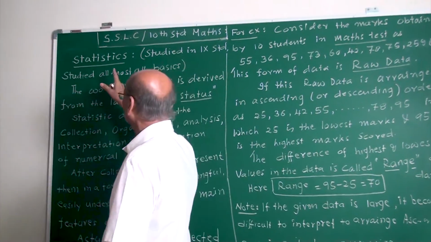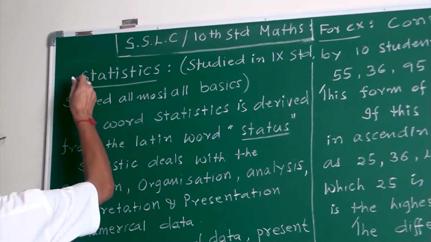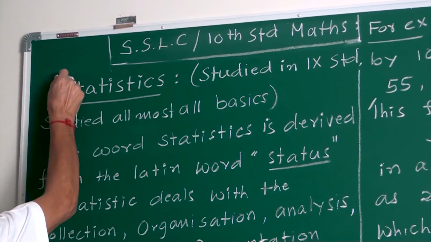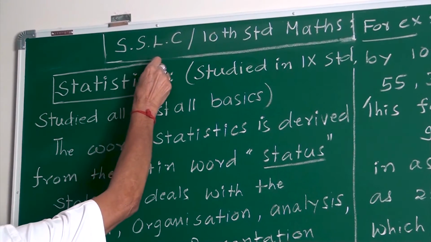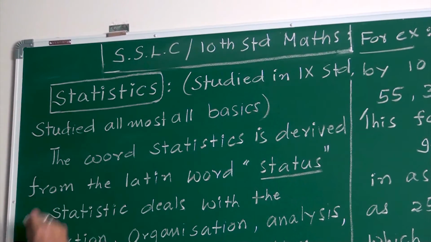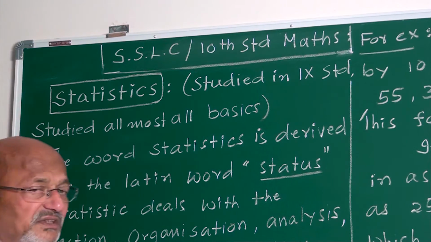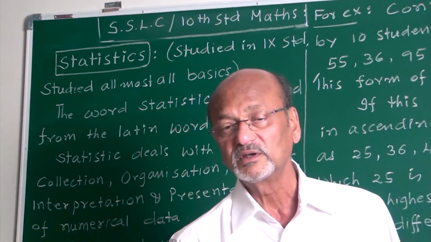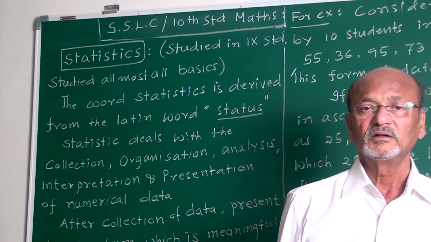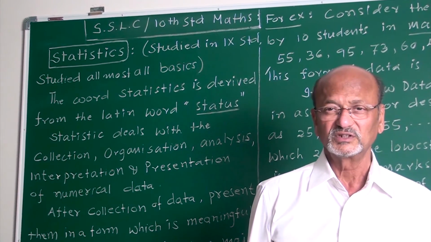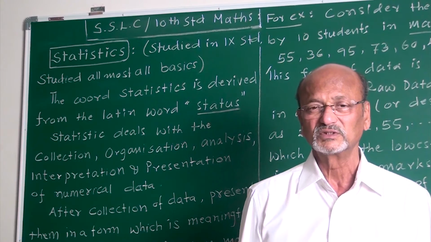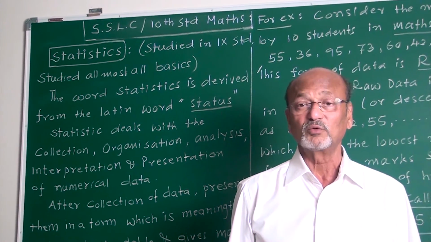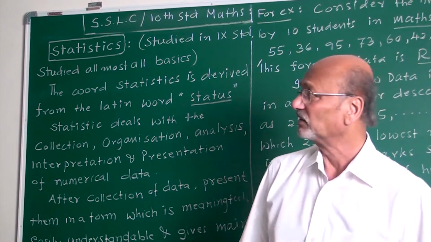Which is, my friends, statistics. This chapter is statistics. Another important chapter. Even in this chapter also, you get one long type question, maybe an example under 4 mark questions. The examples are quite simple, my friends. Especially this year, they give the simplest examples, I hope.